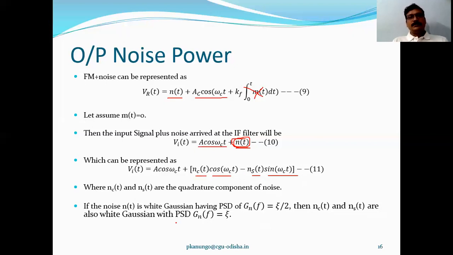With this condition, we can now represent VIT as the carrier component or signal component plus this noise component. Correct? This is the one point we have to note here: in noise analysis in FM, we are representing the noise in terms of quadrature components, and these quadrature components of noise are white because NT is white, but their power spectral density is zeta rather than zeta by 2.